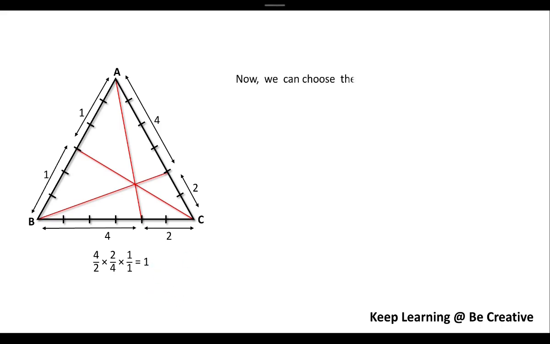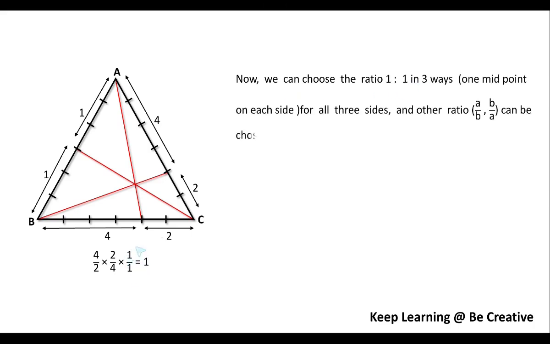So now we can choose the ratio 1:1. We have to choose one ratio as 1:1. Here you can see, there can be 3 ways: we select the midpoint of each side. So there could be 3 ways for the selection of the 1:1 ratio, and there can be 4 ways to select the ratio A is to B or B is to A. That could be 1:5, 2:4, 4:2 or 5:1. Here we have taken the ratio 4:2 as an example.